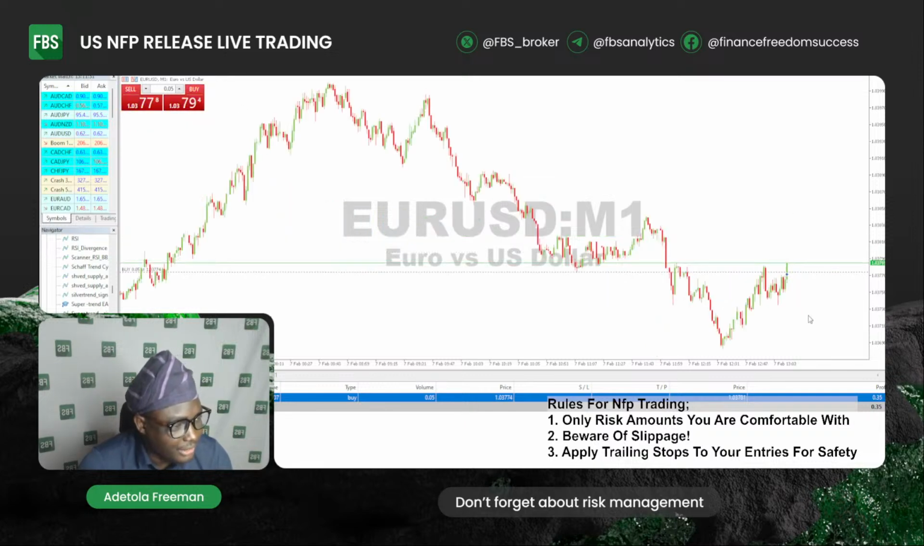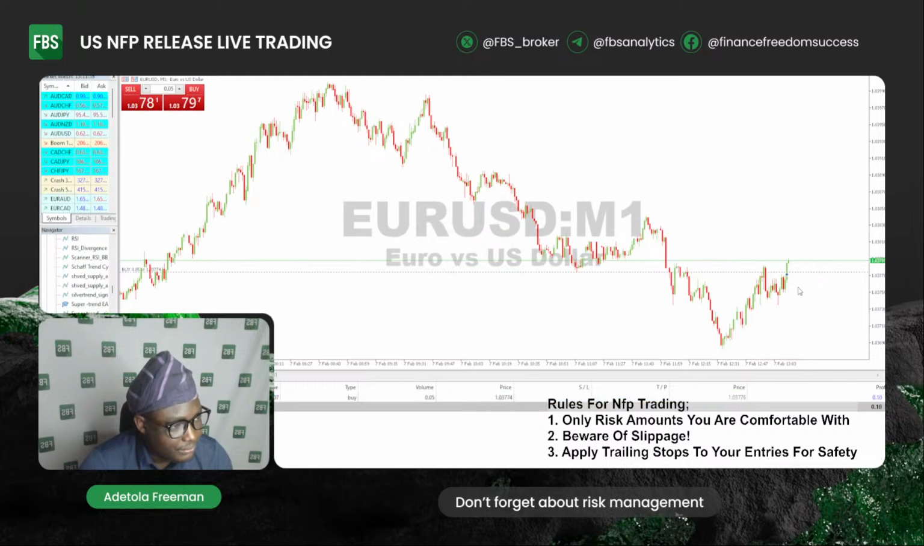So I want you to see how the trailing stop works. For example, I have my normal stop loss here. Once price moves 20 points in profit, this is going to begin to move my stop loss gradually.